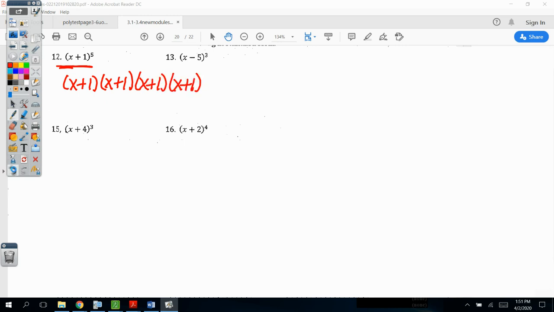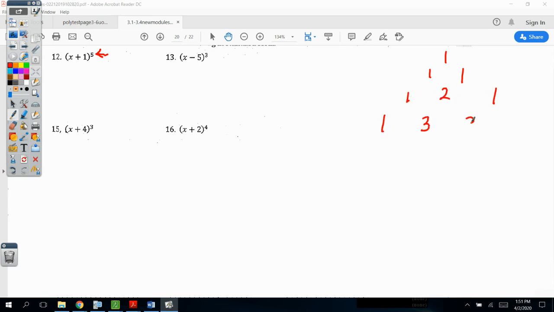So the shortcut is this Pascal's triangle. And since the 5 is here, you make your Pascal's triangle to the fifth row. And remember how you make it. You add the two numbers ahead of it. It's the 1, 4, 6, 4, 1. And here it is, 1, 5, 10, 10, 5, 1.